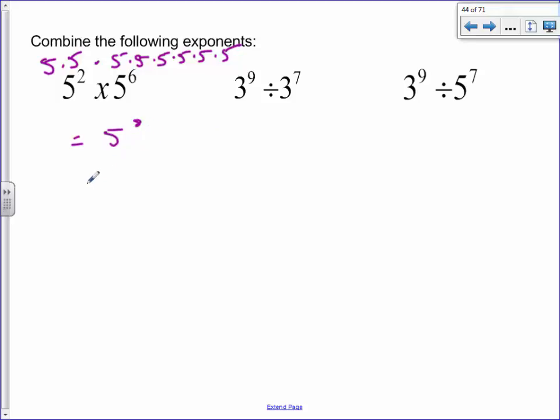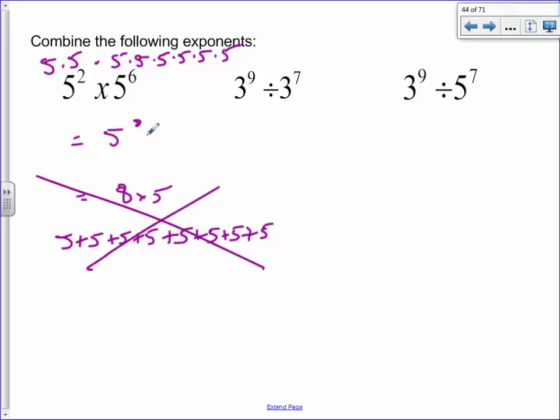Don't do this, though. This is a really, really bad mistake. Don't say that you have 8 5s. Because 8 times 5 means that you have 5 plus 5 plus 5 plus 5 plus 5 plus 5 plus 5 plus 5. It means you have 8 groups of 5. We don't have 8 groups of 5. That's not correct. You have to go to power. Once you get the hang of it, you just look at the 2 exponents and you add them. Or in this example here, subtract them. That's all right. So 9 and 7, 2. Yeah, 3 to the power 2.